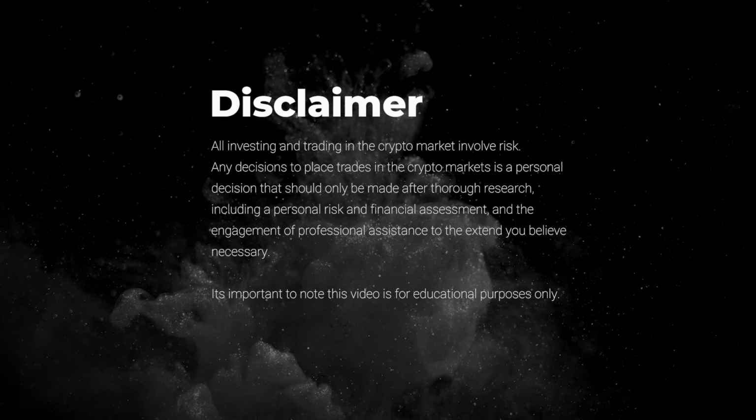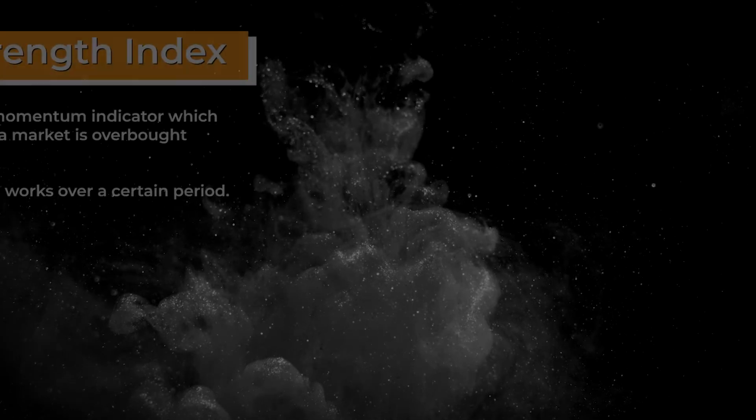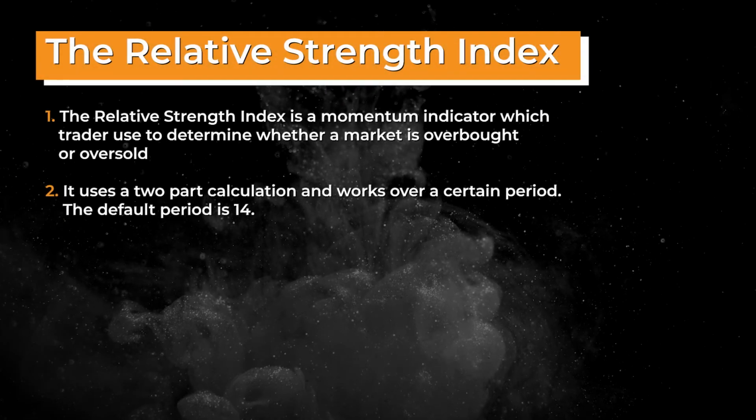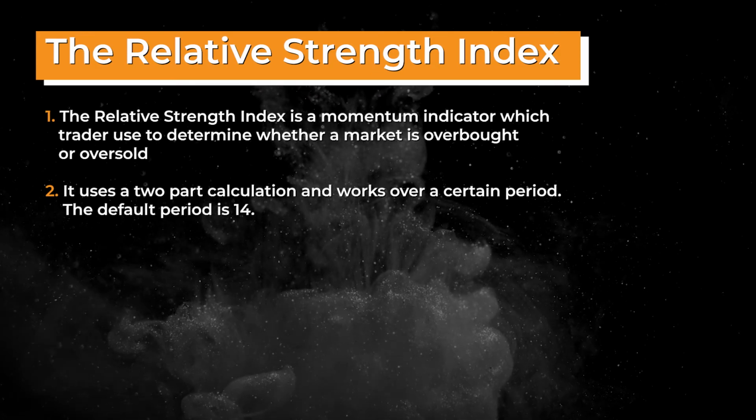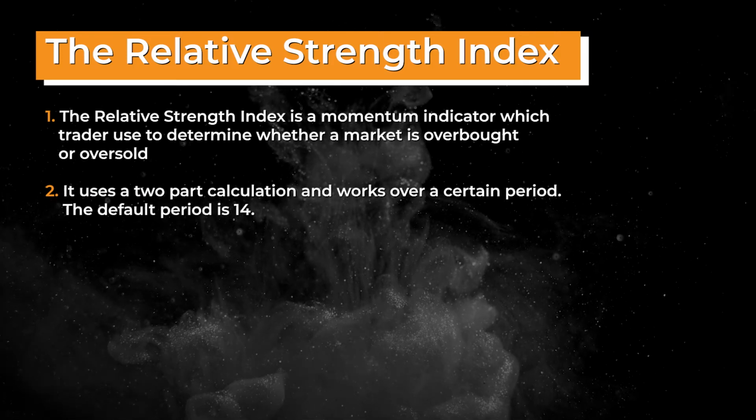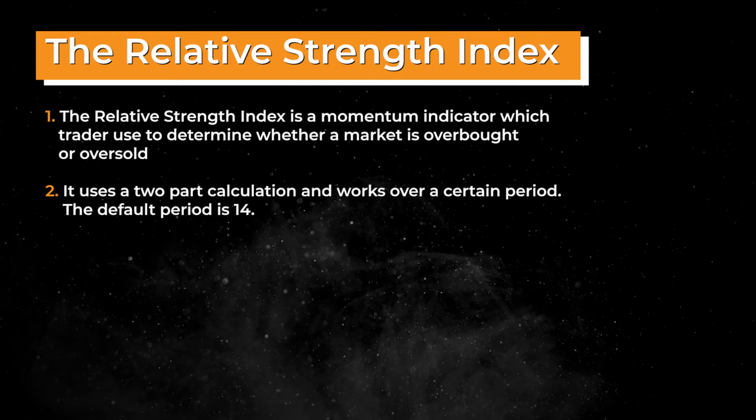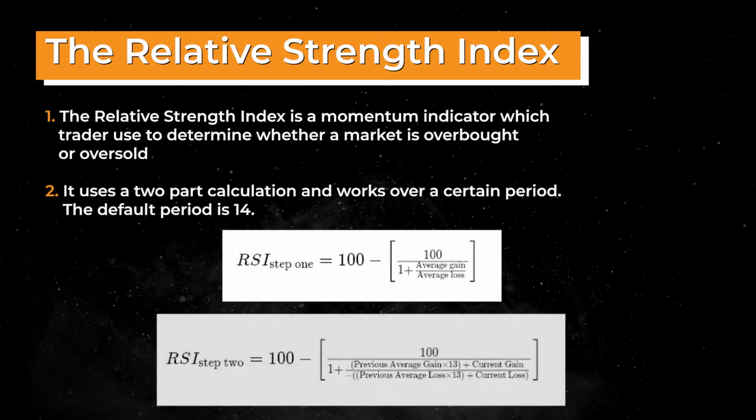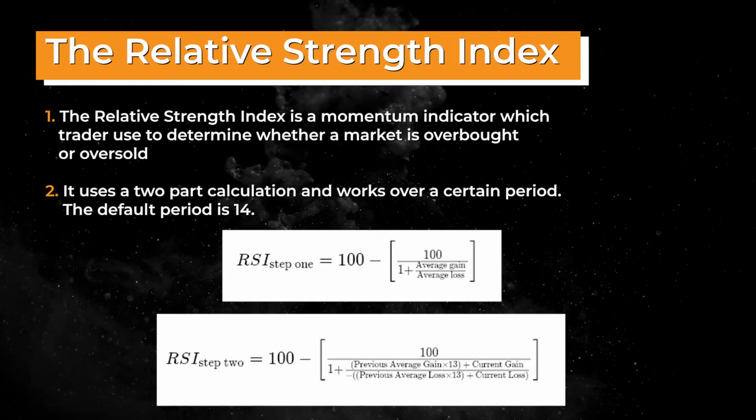Okay, that said, let's have a look at what indicators we'll be using. The first one is the relative strength index. It's a momentum indicator which traders use to determine whether a market is overbought or oversold. It uses a two-part calculation and works over a certain period. The default period is 14. The first calculation is made with this formula on the screen, and the second one uses this formula to smooth the results. So if you're interested in the maths behind it, those are the formulas used.